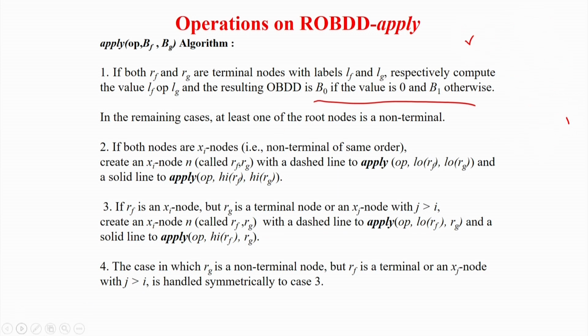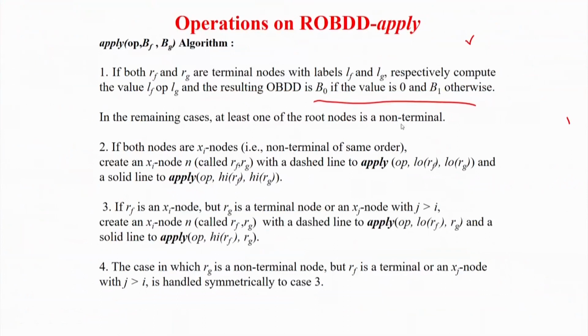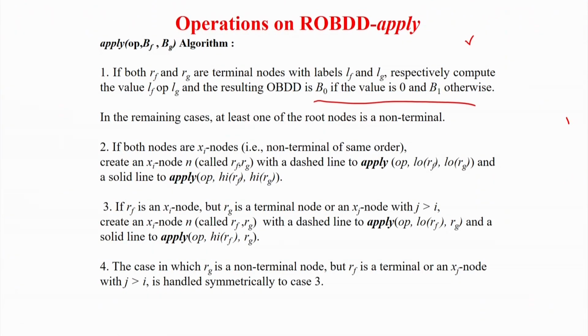Next, in the remaining cases at least one of the root nodes is a non-terminal. That means you have two non-terminals, or one is a terminal and one is a non-terminal. That is, at least one of the nodes is non-terminal. Then you just look at this: if both the nodes are Xi nodes, that is non-terminal, we are taking a node Xi, we are calling it RF. If both the nodes are Xi nodes, it means both are non-terminal nodes of the same order.